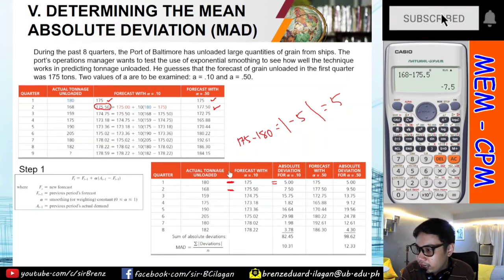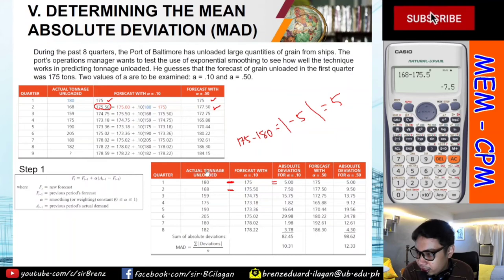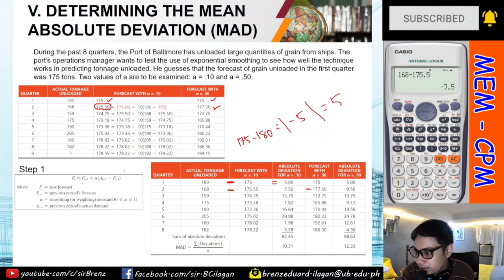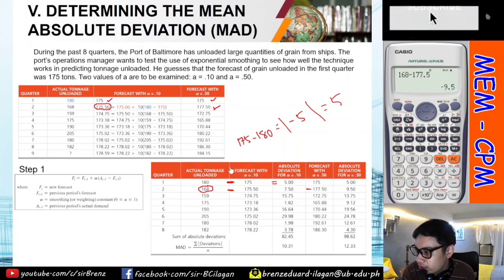And then how about yung 9.5? So ito lang, itong forecast with a smoothing constant of 0.5, which is 177.5 minus the actual na 168. So check natin kung paano yung nakuha yung 9.5 ba. So nangyari lang dyan, itong 177.5 minus itong 168. Okay? So mapapalitan lang to. Ano nga to? 177.5. Ayan. So nakuha si 9.5.